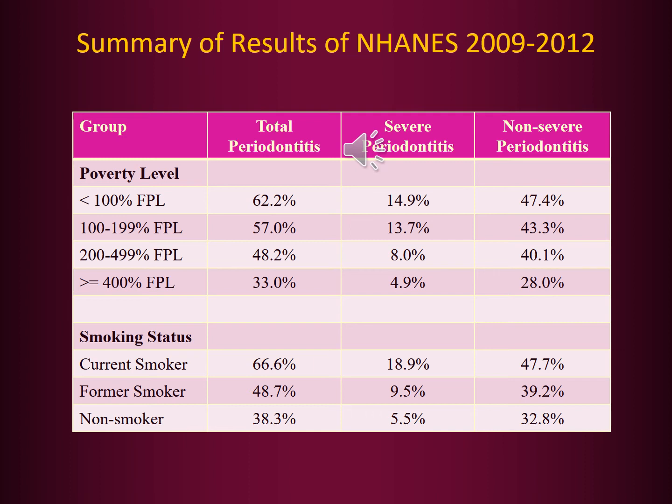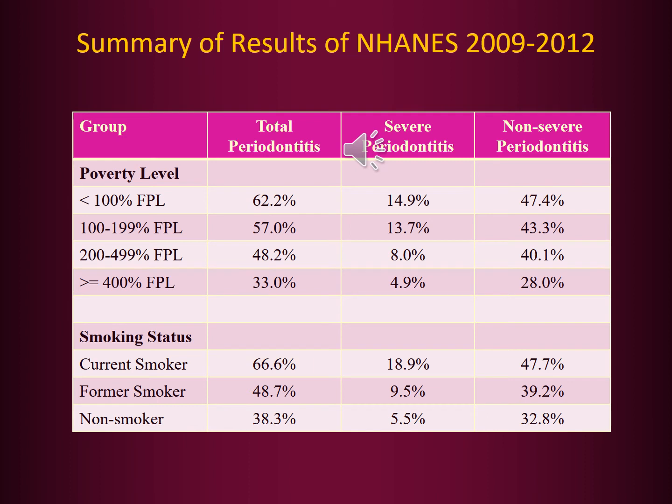And also, if you look at the current smoking status, you can see that smoking does appear to have some impact on severe periodontitis, although we didn't cross-reference some of the others like poverty level, age, gender, and so forth in these particular evaluations. We can still see that current smokers have 18.9% severe periodontitis versus non-smokers who have 5.5%, and then those who are former smokers are somewhere intermediate in between those at 9.5%.